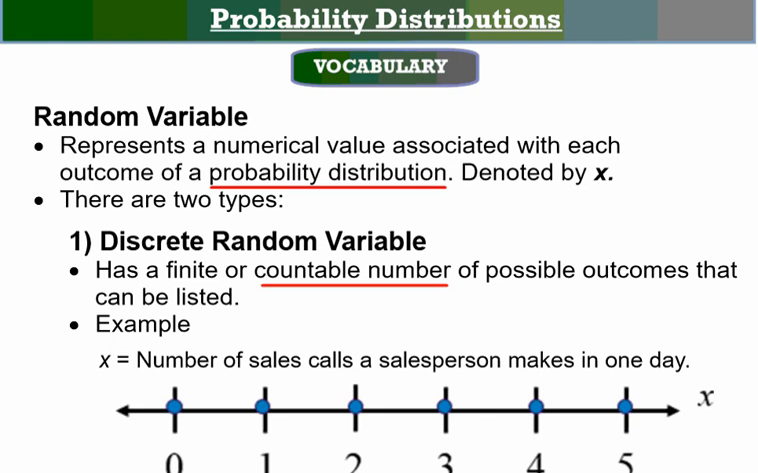Before we start, we need to discuss a few vocab words that are going to get used in this section. One of them is called a random variable. A random variable represents a numerical value associated with each outcome of a probability distribution, denoted by X. So a random variable is essentially something that can happen. There are two types of random variables. There are discrete random variables. That's when they can occur at only whole number values and zero. So it has a finite or countable number of possible outcomes that can be listed.